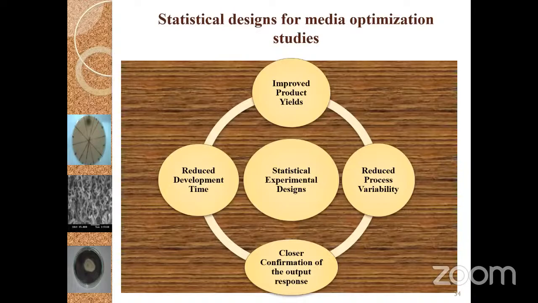Why have we chosen a statistical design to optimize the media? Because there are so many advantages of this statistical design. Statistical experimental designs help us to improve the product yield. Then it reduces the process variability. Then it gives closer confirmation of the output response, and it reduces the development time also.